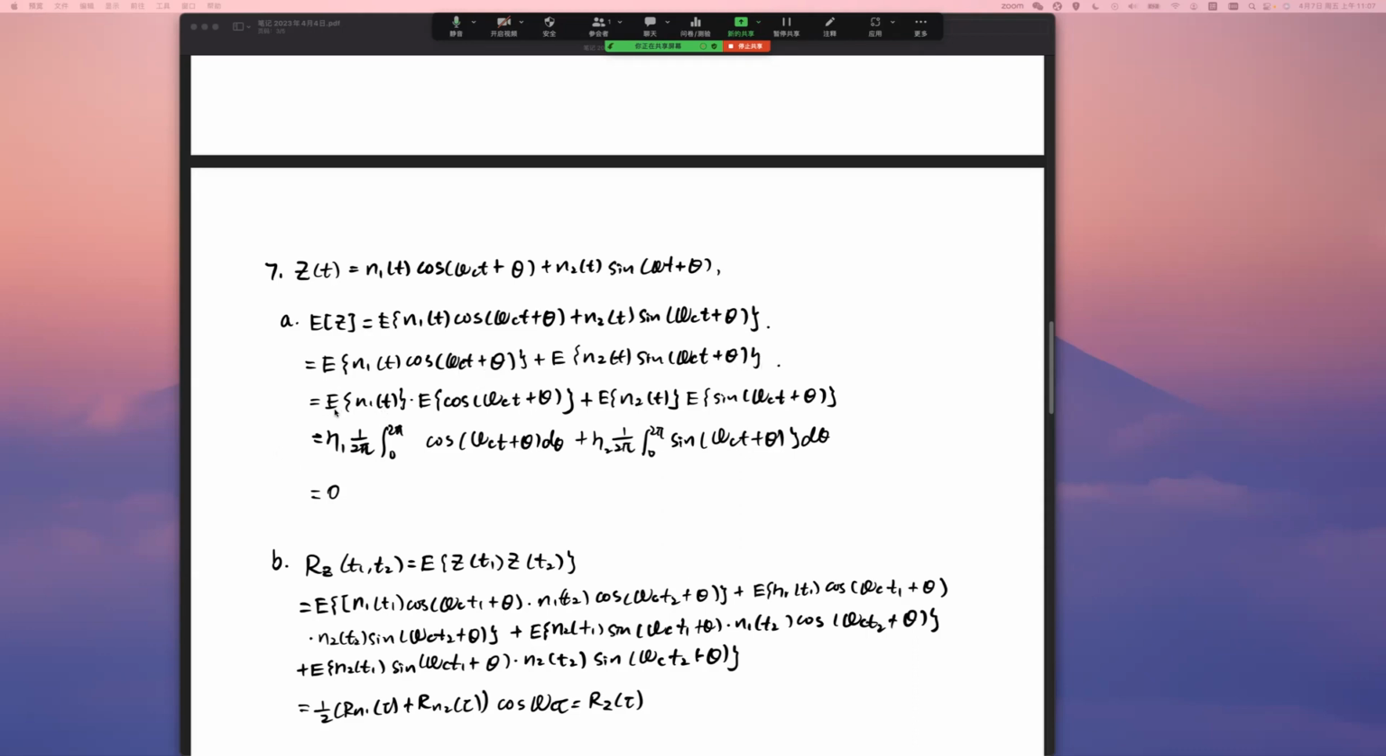And then we can get that it equals the expected value of N1(t) times the expected value of cosine(omega t plus theta), plus the expected value of N2(t) times the expected value of sine(omega t plus theta), which equals the average value of N1 times 1 over 2 pi, the integral from 0 to 2 pi of cosine(omega t plus theta) d theta, and the average of N2 times 1 over 2 pi times the integral from 0 to 2 pi of sine(omega t plus theta), which equals 0.